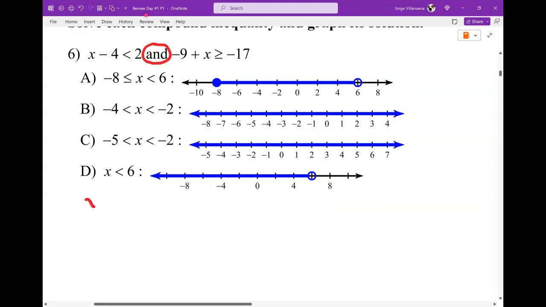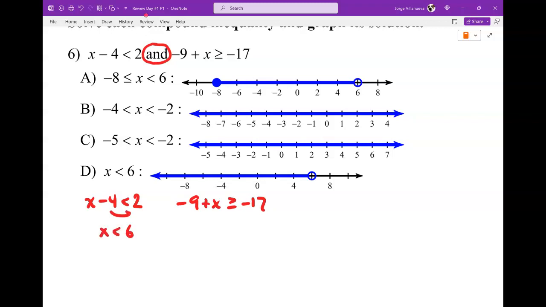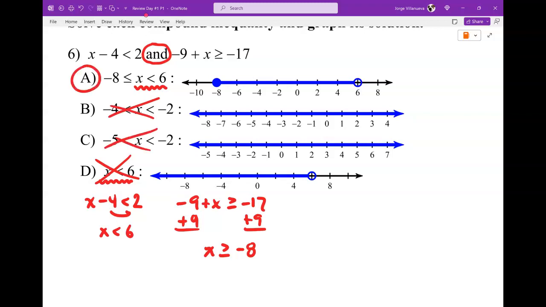So x minus 4 less than 2 and -9 plus x greater than or equal to -17. If I add 4 to both sides here, I get x less than 6. So far this is an option, and this part right there is an option. Now let's solve the other one. I'll add 9 to both sides. So x is greater than or equal to -8. Well, this one doesn't have a -8, so it can't be that one. None of these. So it has to be A.